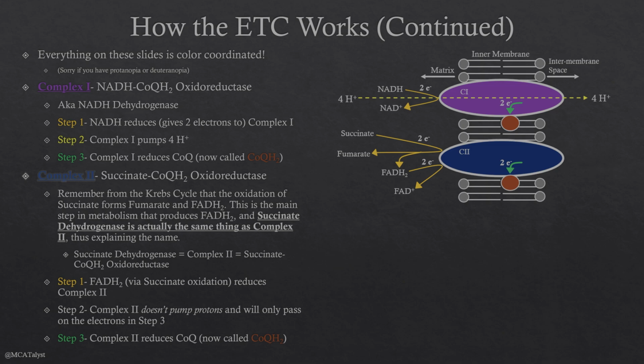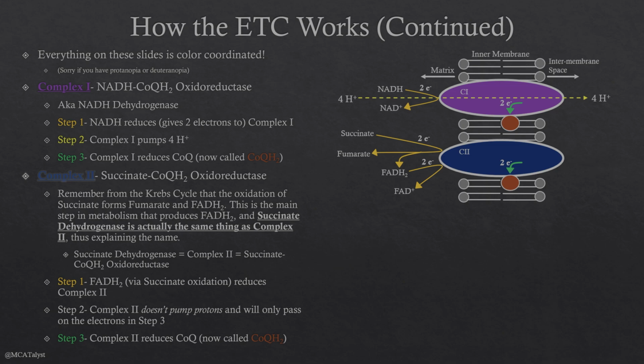Basically, complex 2 is going to be skipping over step 2. The reason for this is the electrons in FADH2, you can basically think of them as less efficient, less high energy than the electrons in NADH. Complex 2 is used as the entry point for those electrons, but those electrons don't have enough energy to fully pump 4 protons at complex 2 like we did with complex 1. FADH2 electrons are weaker, which is why complex 2 is not going to be pumping protons.